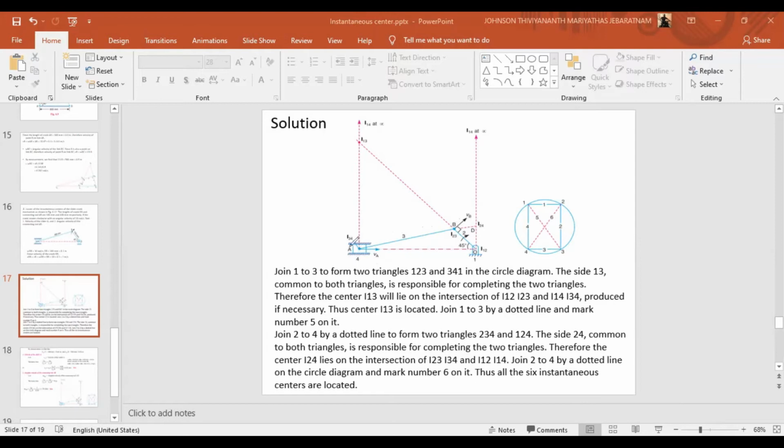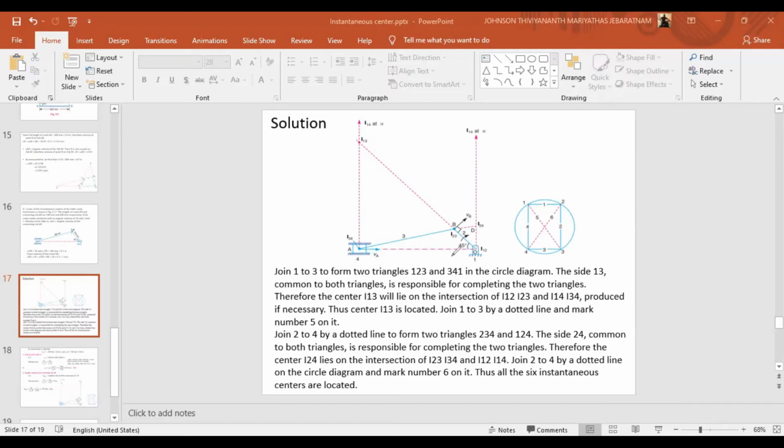The connecting rod and the slider, that is I34, that's again a permanent type. Then the slider and this fixed path, that is I14, that will lie at infinity, right? So this is a 4-bar mechanism.